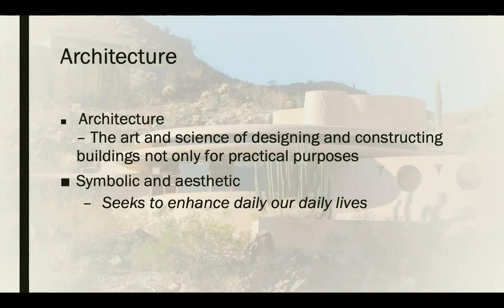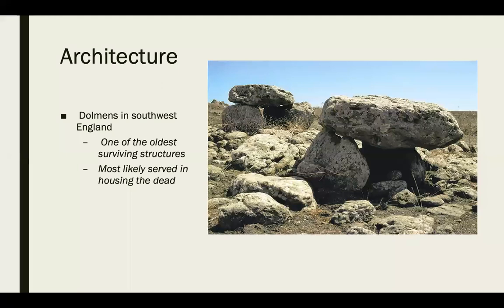And hopefully, when we talk a little bit about why architecture is created for non-practical purposes that are symbolic and aesthetic, you can see the connection between the two forms of art. The symbolic and aesthetic purposes, and just the art of architecture in general, the goal is always to seek to enhance our daily lives, and our overall mood and feeling about spaces. So let's get started with way back when we first start to see architecture evidence.